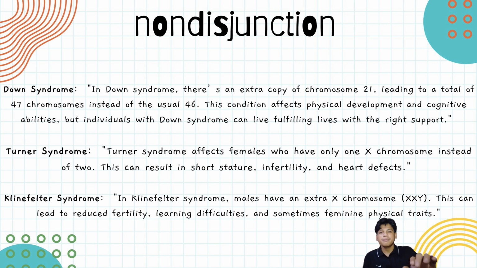Turner syndrome affects females who have only one X chromosome instead of two, XX being the female pattern. This can result in short stature, infertility, and heart defects. Klinefelter syndrome: males have an extra X chromosome, so it becomes XXY instead of XY. This can lead to reduced fertility, learning difficulties, and sometimes feminine physical traits.